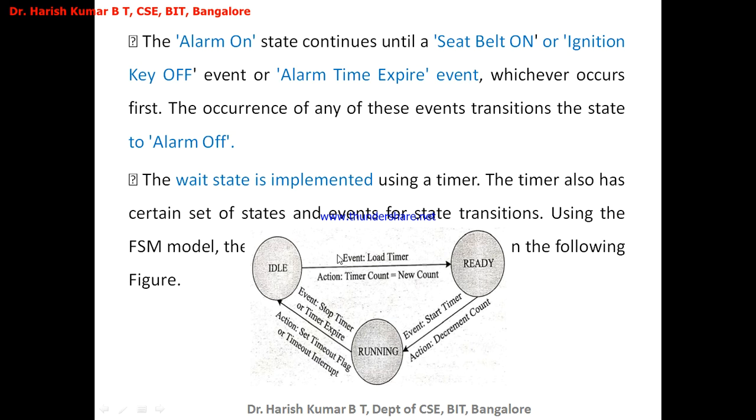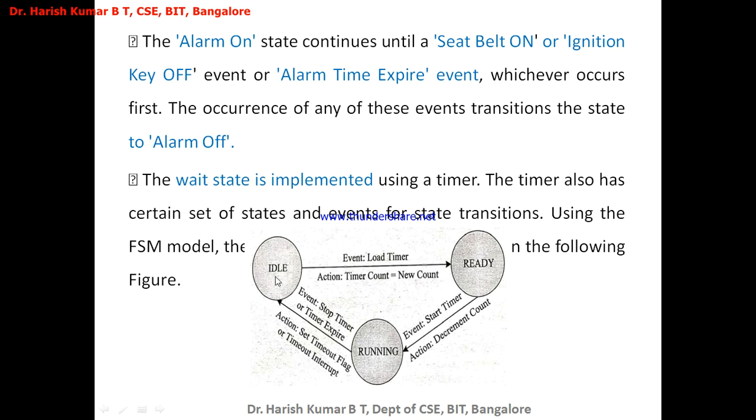So next, the alarm on state continues until the seat belt is on, or ignition key is off event, or alarm time expires event, whichever occurs first. So the occurrence of any of these events transitions the state to alarm off. So the wait state is implemented like this using a timer. This wait state is implemented as one more finite state machine model like this.